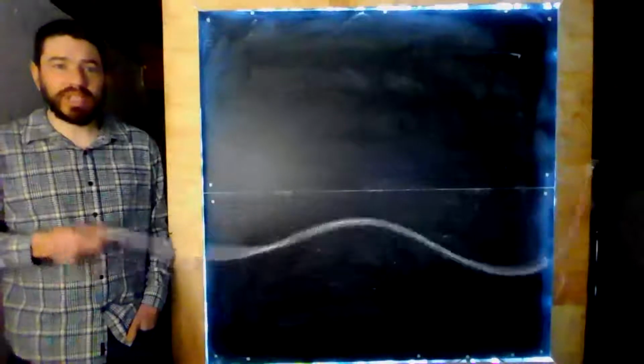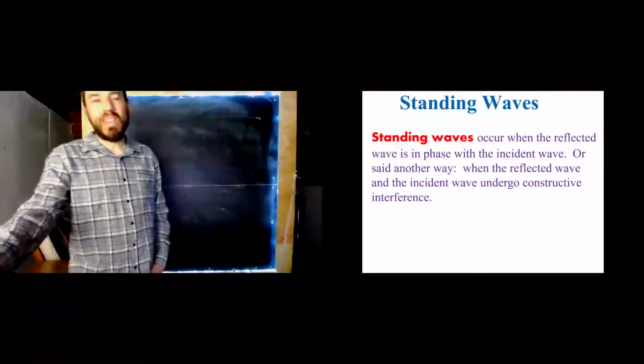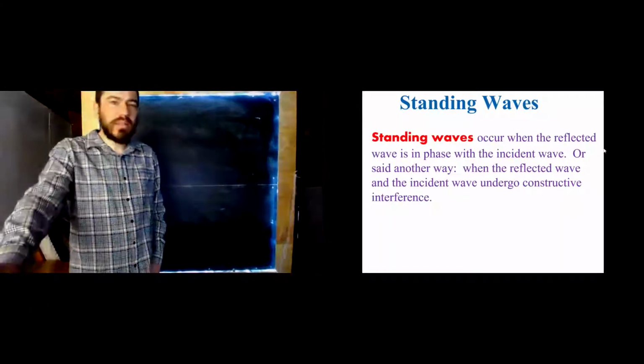If I wiggle it 3 times as fast, I get the 3-lumper, maybe. Oh, yeah, there it is. And you see, I have to find it, right? If I wiggle my hand too fast or too slow, the driving frequency does not equal the natural frequency, and I don't see this pretty pattern. Okay, so that's what standing waves are.